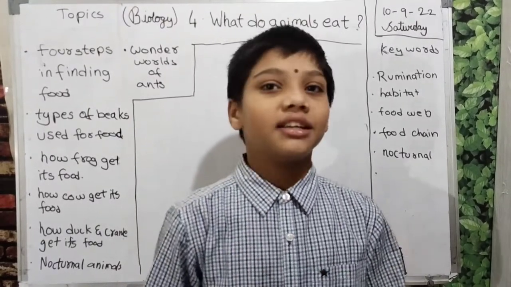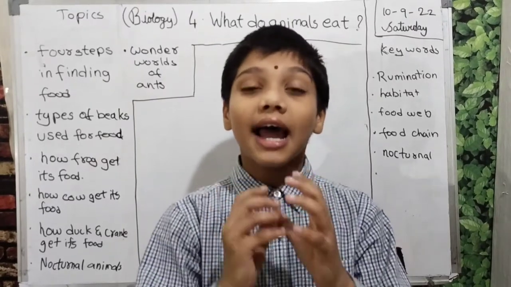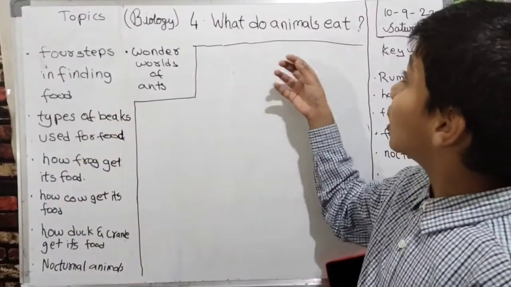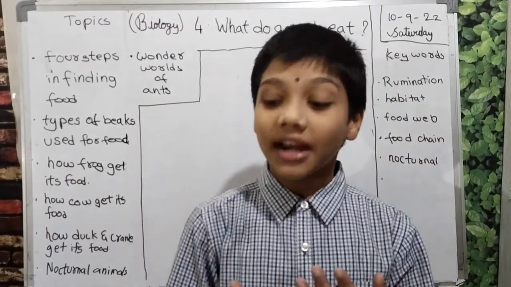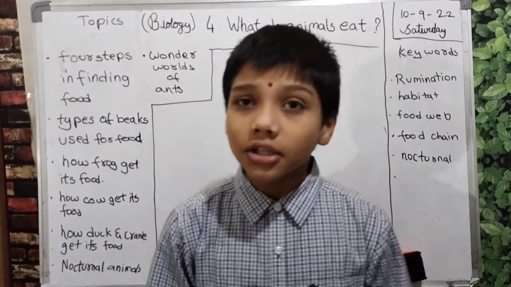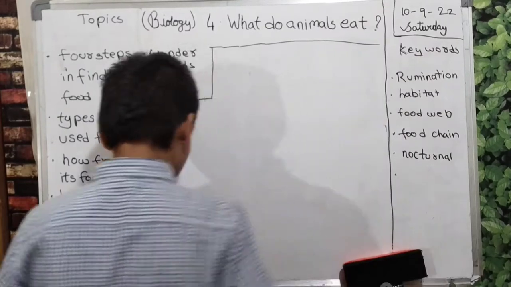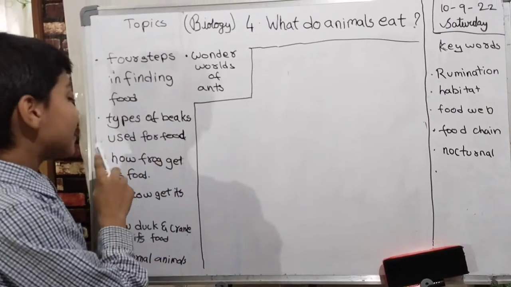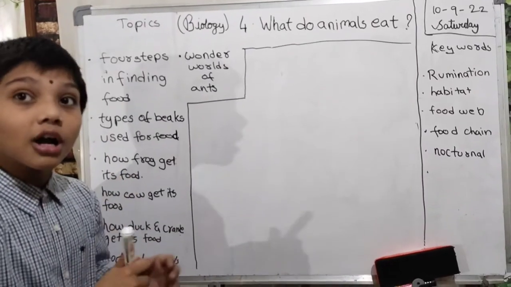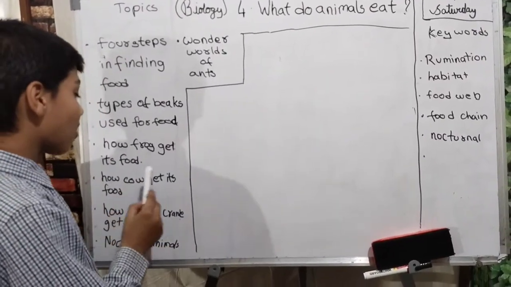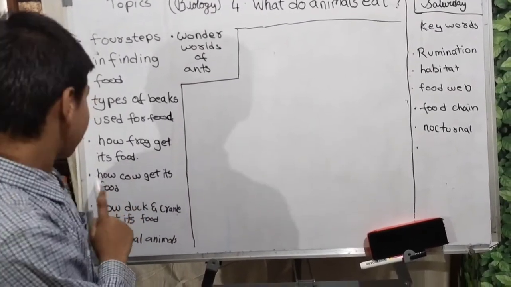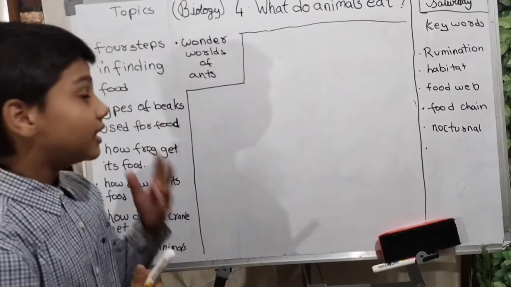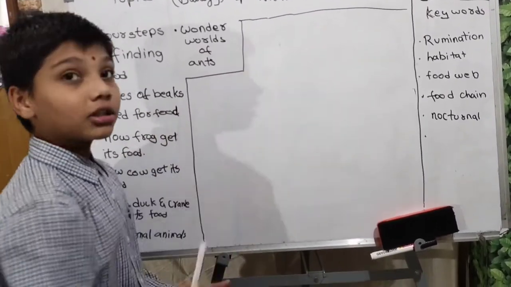So in this lesson, we are going to learn how an animal gets its food. I think you got our lesson. Yes, that is what do animals eat, meaning what all the types of animals eat. In this lesson, we have seven topics. They are four steps in finding food, types of beaks used for food, how a frog gets its food and by which organ, how a cow gets its food and by which process, how a duck and crane get their food, nocturnal animals, and the wonder world of ants. These are the topics we are going to learn in this fourth hour lesson.